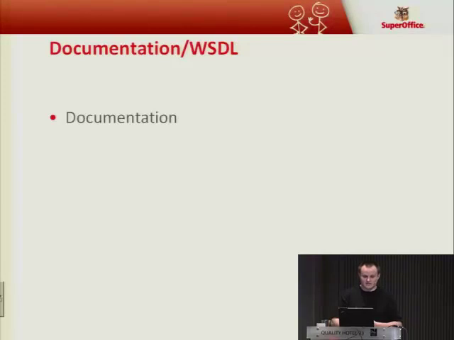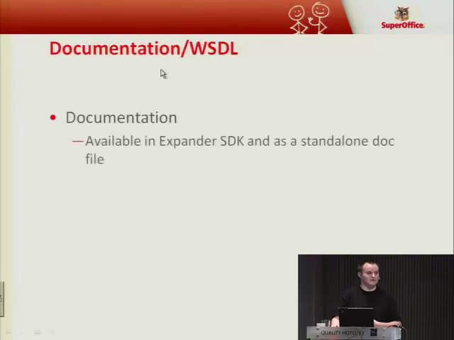Okay, the documentation is available in the Expander SDK and as a standalone document file, which is called soapinterface.doc. The documentation file includes all the different functions that you can use in the different ports. For instance, which functions are available in the customer port, and in the ticket, and in the admin.